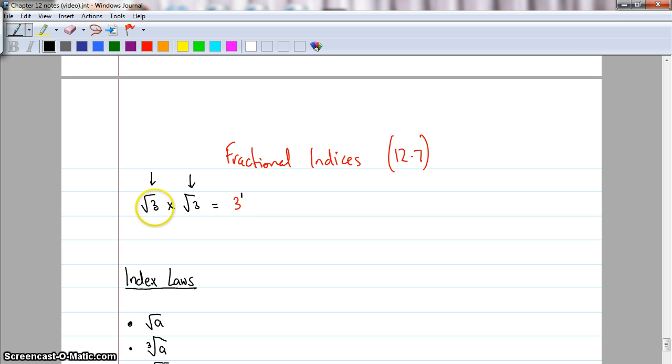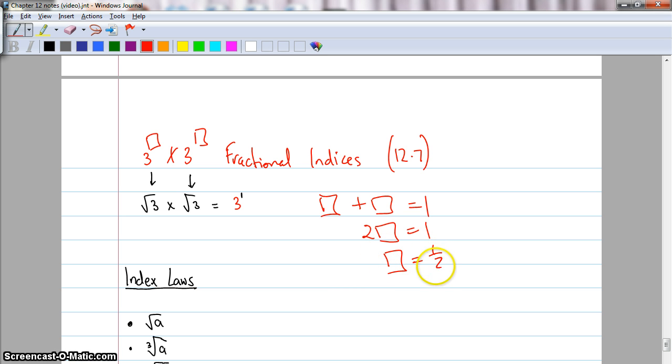Hopefully this one here needs to be 3 to the power of something, I'll put a square, 3 to the power of something times 3 to the power of something. Those two squares need to add together to get to 1. What do the squares have to be? 2 squares equals 1. The square must equal a half. So what we can say is that root 3 is actually 3 to the half.